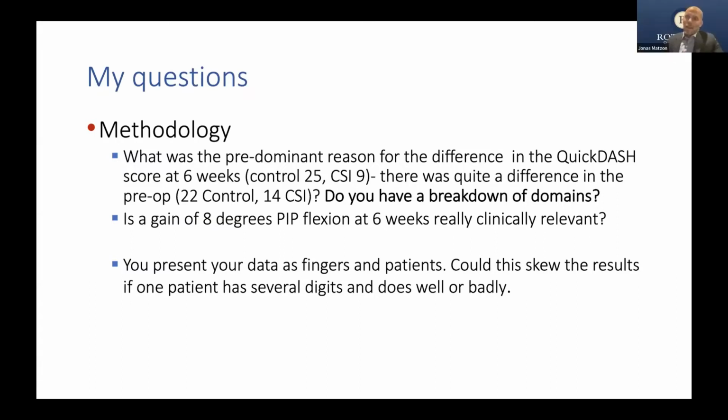Yeah, I think that's the case. I think that what was significant at the PIP joint, but if you look at the whole finger, it was about 15 degrees, which adds a little bit more. So we couldn't really explain this. And this got asked in the review process over and over, well, what explains the difference in the dash score? And we can't really fully explain it.